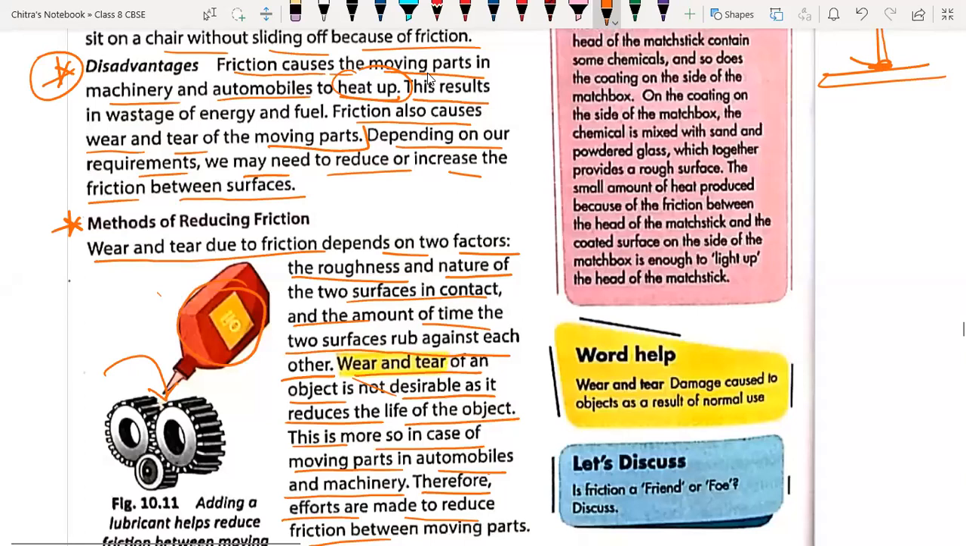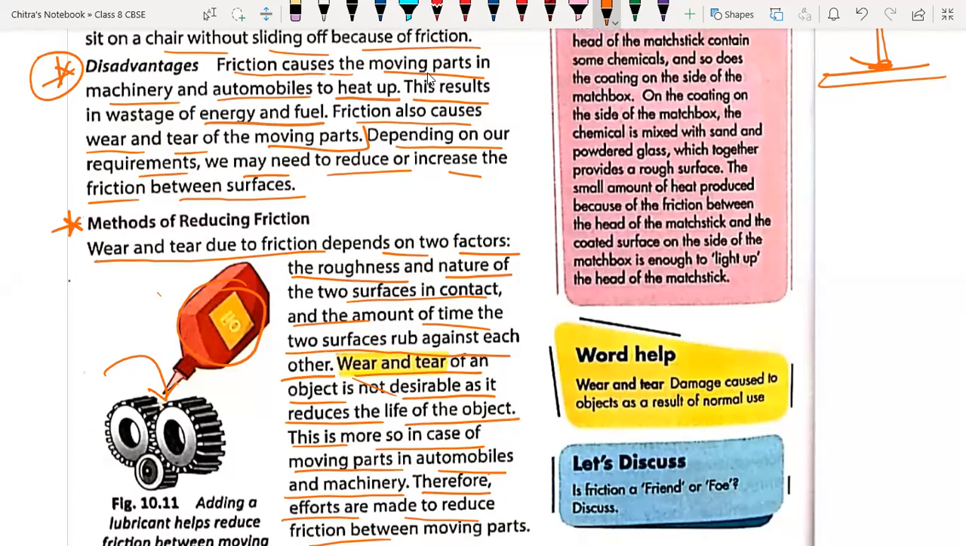Now we are going to discuss the disadvantages. Friction causes the moving parts of machinery and automobiles to heat up. During friction, parts of the machine heat up, and most of the energy is converted into heat energy. So there is loss of fuel and energy if there is more friction. This is one of the disadvantages of friction.